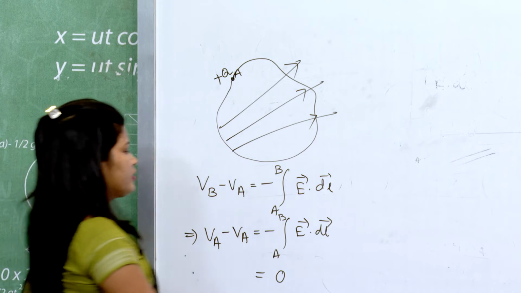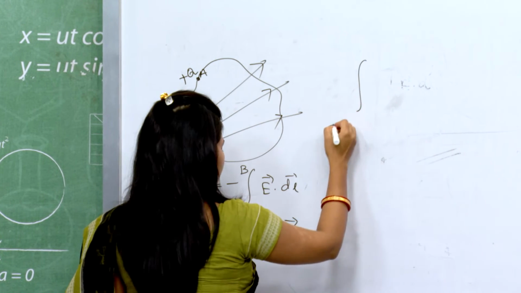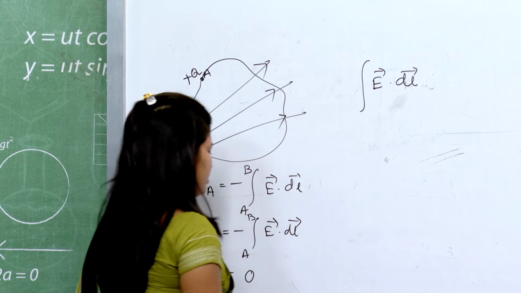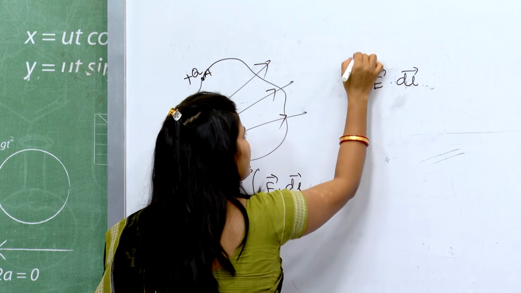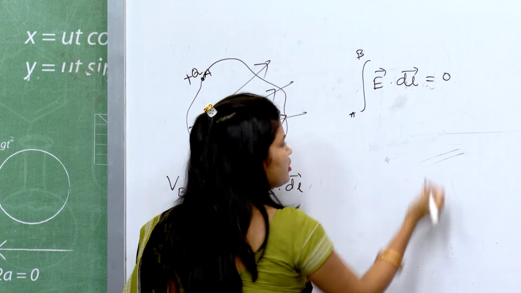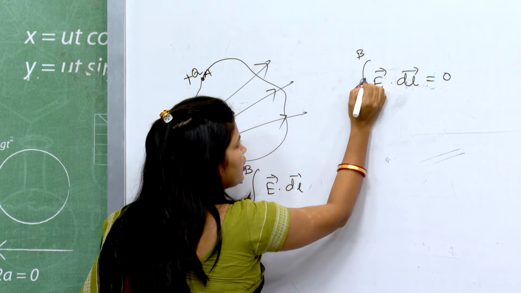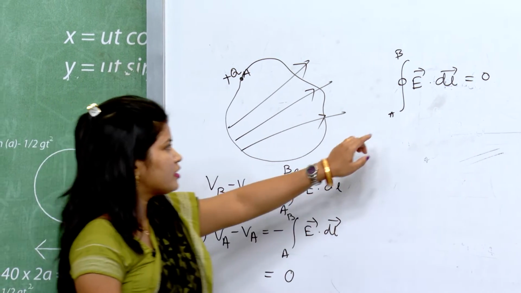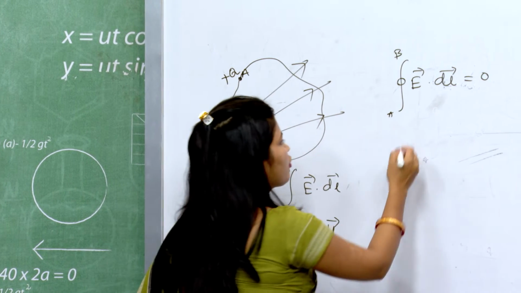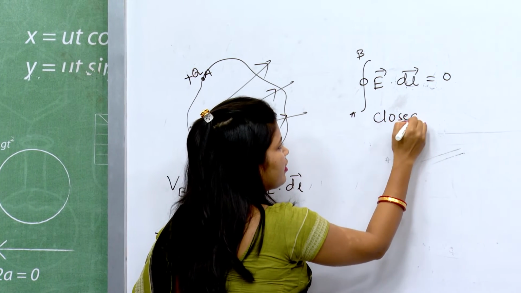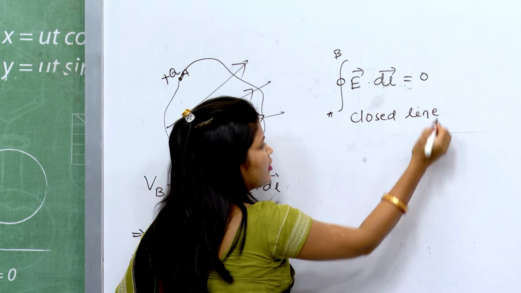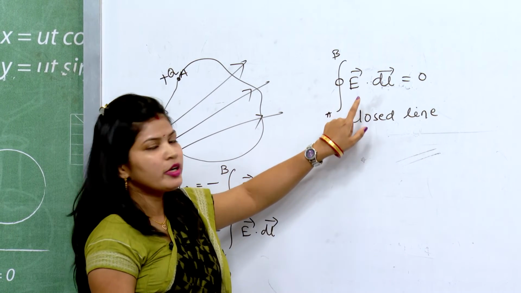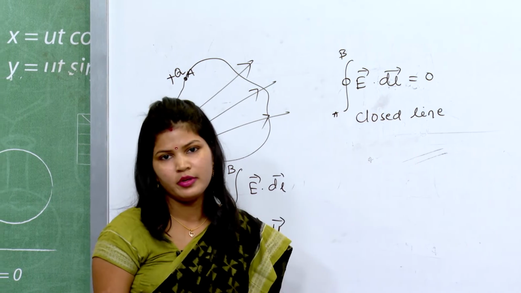So, I can write here that the integral of E dot dl from A to B is equal to 0. I can put a circle on the integral that represents a closed line, not a closed surface, but a closed line. This is the case when you are dealing with static conservative fields.